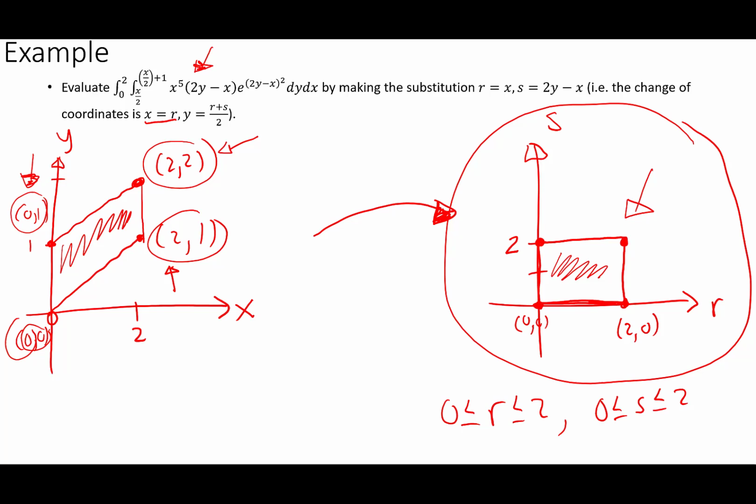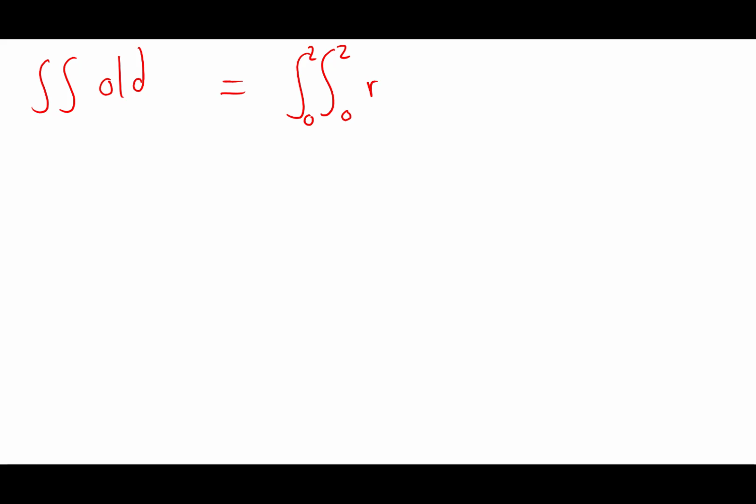So x is going to become r. And y is going to become r plus s over 2. And so what that does is that's going to change this function here into r to the 5th. Now remember, whoops, I know that looks like r times 5. That should be r to the 5th. 2y minus x, that becomes s. And then e to the s squared. So we get r to the 5th, s, e to the s squared.